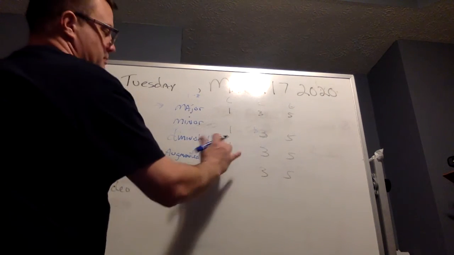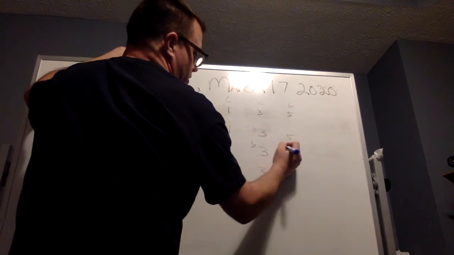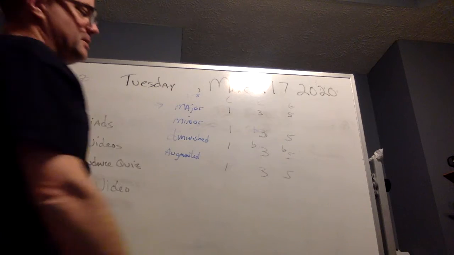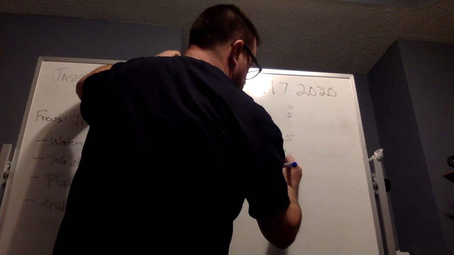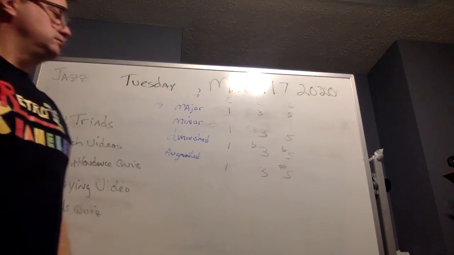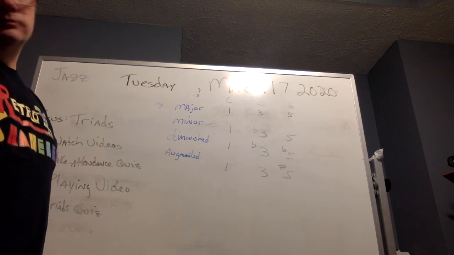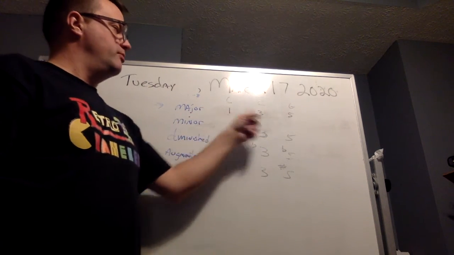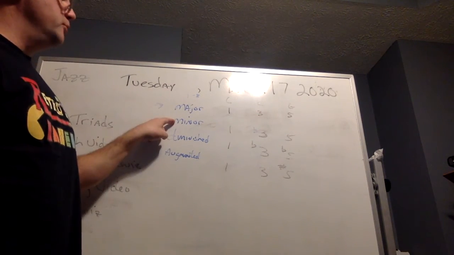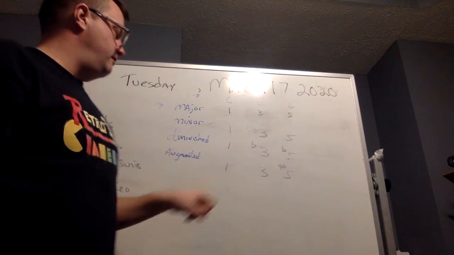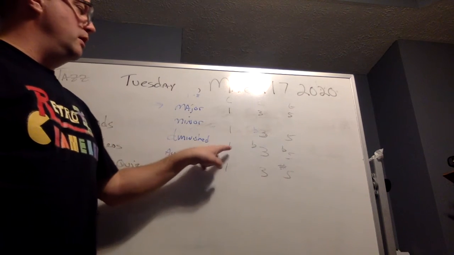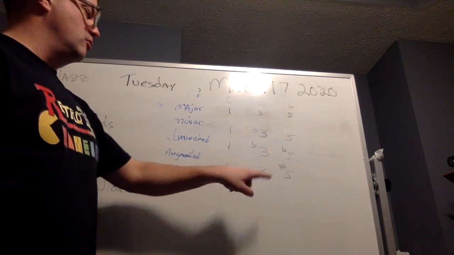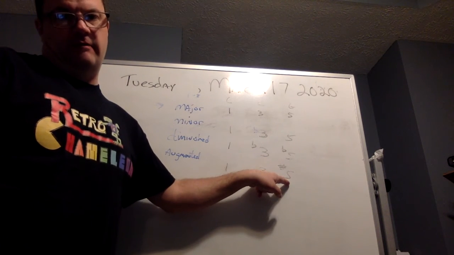Okay? Diminished. We flat the third, we flat the fifth. Augmented. We raise the fifth. Okay? So for a major triad, it's the normal 1, 3, 5. For a minor triad, it's 1, flat 3, 5. Diminished triad, 1, flat 3, flat 5. And augmented, normal 1, normal 3, and raised 5.